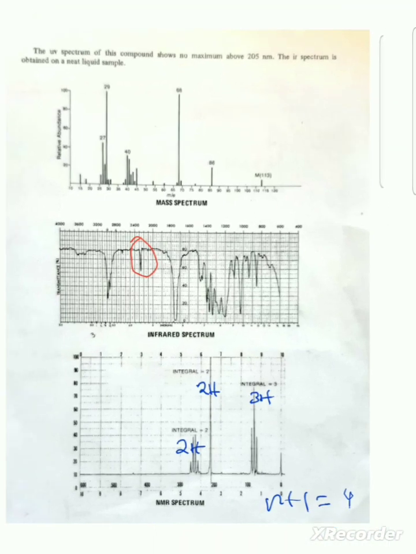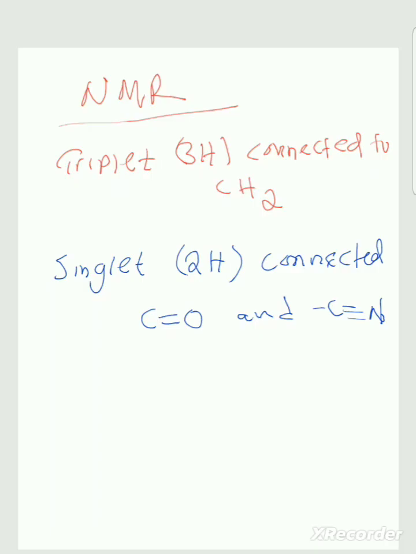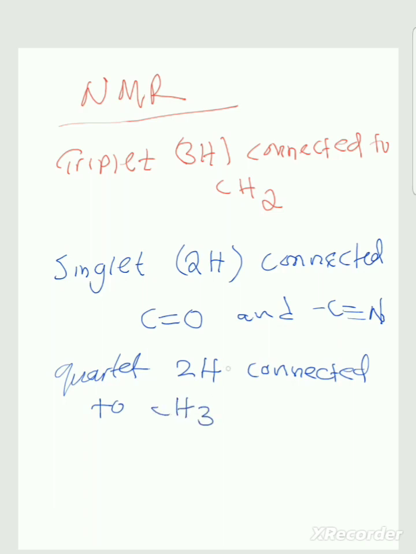So let's write. So here I'm going to say this is a quartet which has got 2 number of hydrogen connected to CH3. You see, why are we saying it is connected to it? Because you know that carbon has got the number of bonds.